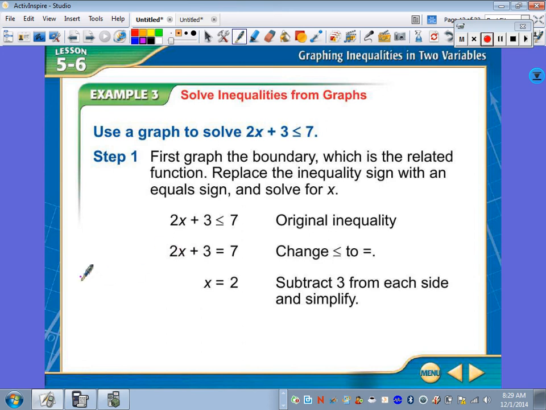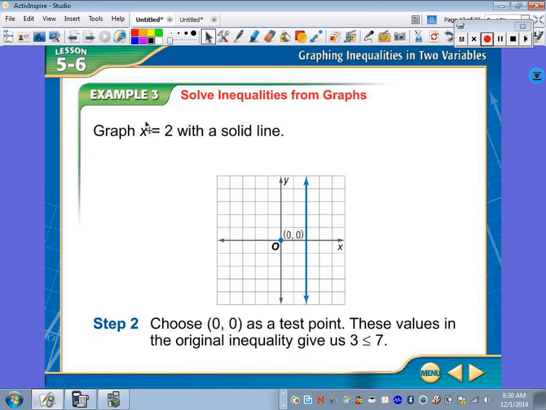Alrighty, okay, so now when you graph it, x equals 2 is a vertical line going up and down, and it's solid because, let's go back here, this was less than or equal to, okay? So what you have is x is less than or equal to 2. So here's your solid line, okay? And then it should be shading to the left.